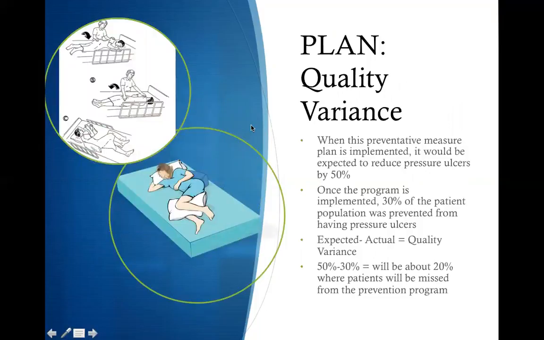So the plan or the quality variance is that when this preventative measure plan is implemented, it would be expected to reduce pressure ulcers by 50%. Once the program is implemented, at least 30% of the patient population was prevented from having pressure ulcers. So the expected, which is 50%, minus the actual, which is 30%, will be about 20% where patients will be missed from the prevention program or that were not included.